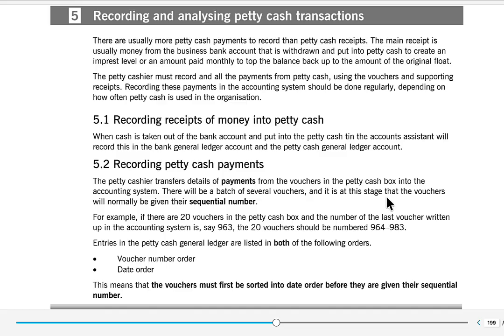Voucher number 2. You do the same steps again. Date, reason, amount, correct account. Enter it. And you continue like this until the last voucher in the batch is recorded. That is why this lesson is called Recording Petty Cash Payments, because we record each payment carefully and clearly.